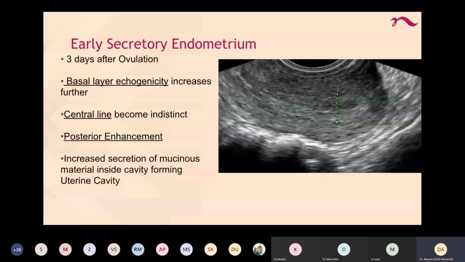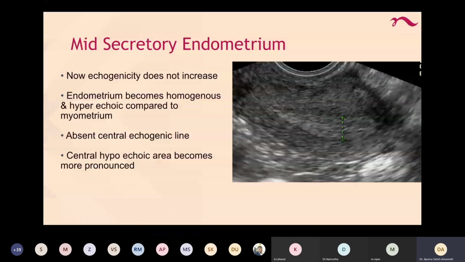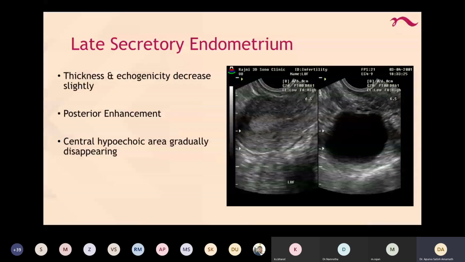Next, coming to the mid-secretory endometrium, the echogenicity stays the same, but the endometrium becomes more and more homogeneous. There is an absent central echogenic line at this stage, and the central hypoechoic area becomes more pronounced. The late secretory endometrium, which could also be the premenstrual endometrium, the thickness and echogenicity decrease slightly. There is posterior enhancement seen on the ultrasound, and the central hypoechoic area gradually starts disappearing.